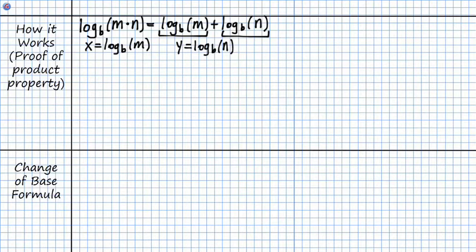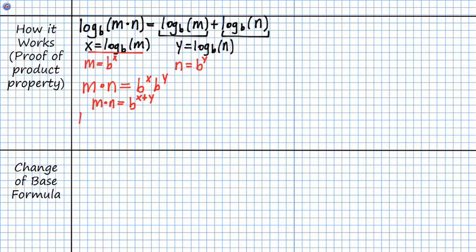By the definition of a logarithm, I can change this, correct? I know that I can rewrite my logarithm as an exponent. So I can rewrite this as m is equal to b to the x power. Likewise, I can rewrite this as n is equal to b to the y power. If I multiply m times n, then what I get is b^x times b^y. Or in other words, m times n is equal to b to the x plus y.